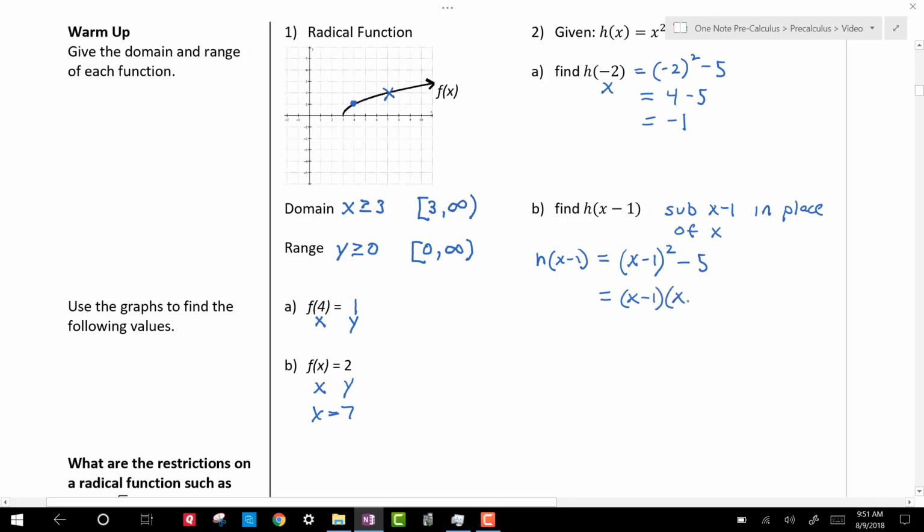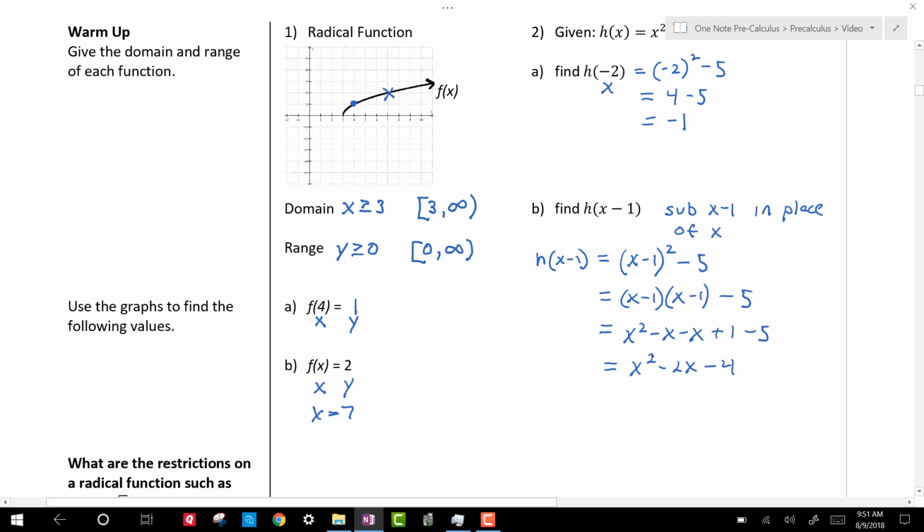So that's x minus 1 times x minus 1. Still have the minus 5 at the end. So we'll multiply these two guys together. x times x is x squared. x times negative 1 is negative x. Negative 1 times x is another negative x. And negative 1 times negative 1 is positive 1. And then I've got the minus 5. Combining like terms, I have x squared minus 2x minus 4 as my final answer.